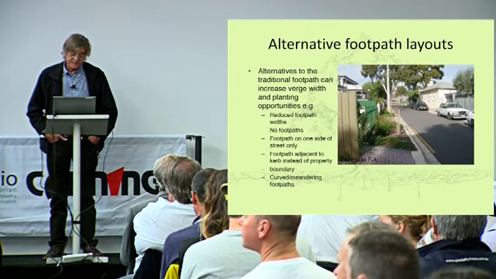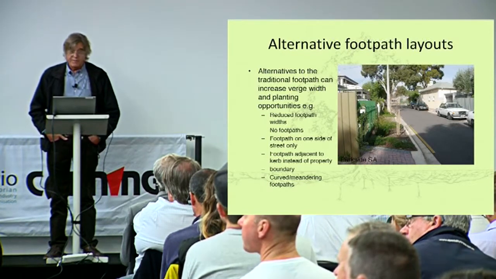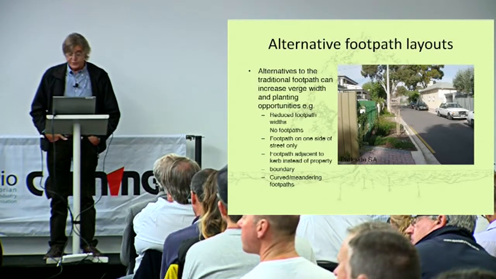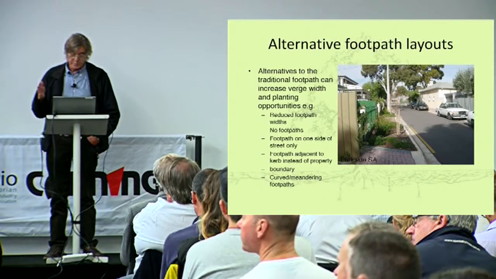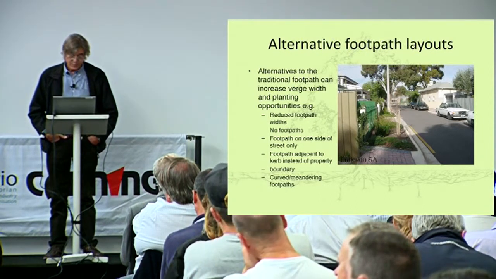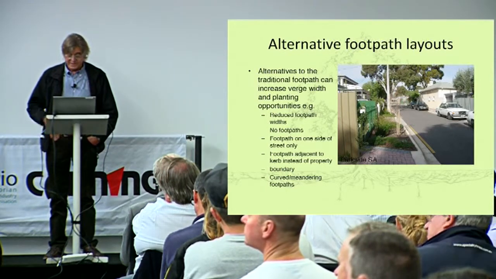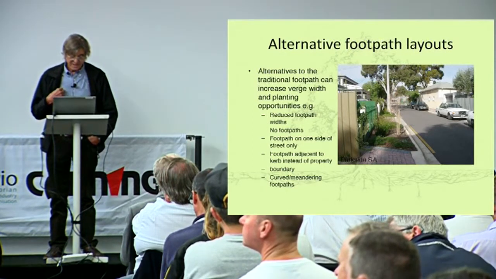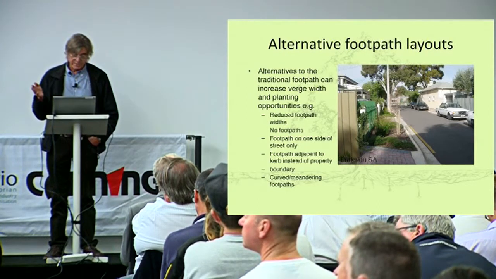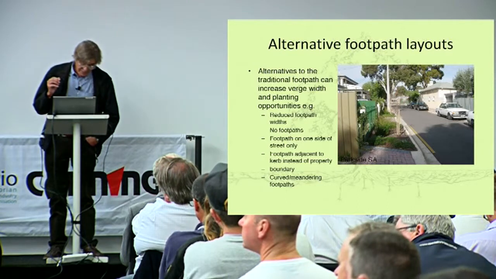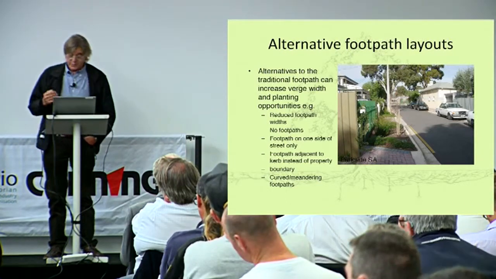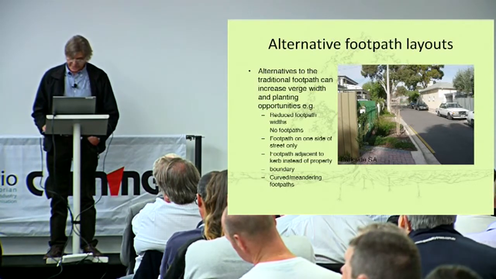Alternative footpath layouts. We don't have to have that traditional footpath on both sides of the street. We can have reduced footpath widths down to the minimum requirements. We can eliminate footpaths in some situations. We can have a footpath on one side of the street only, particularly in new urban developments. We can have footpaths adjacent to the kerb, or adjacent to the property boundary instead of the kerb. We don't have to have straight footpaths; we can have meandering footpaths.